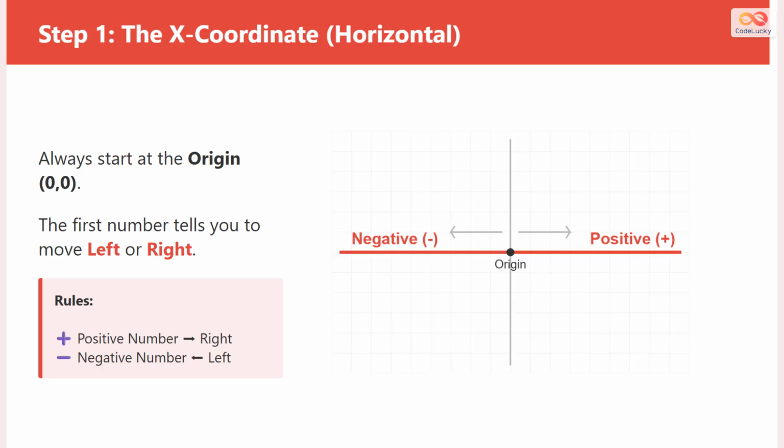Let's break it down. We always start at the origin. The first number, the x-coordinate, tells us how far to move sideways. If the number is positive, we move to the right. If it is negative, we move to the left.